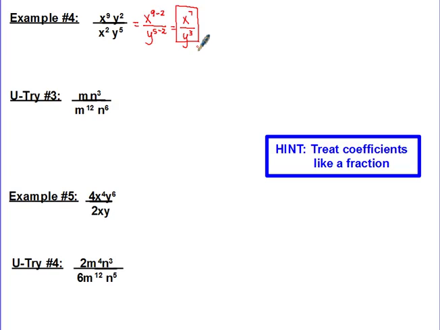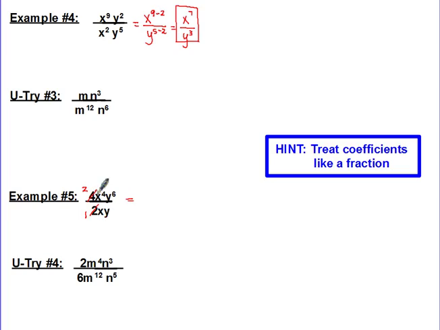So, dividing fractions with the same bases. One more example is if we throw in a problem like example number 5, take a look. The 2 and the 4 and the 2 are just like any regular fraction. You're going to treat it like any regular fraction, and you're going to reduce. I can reduce by 2. I can reduce by 2 again on the bottom and get 2 over 1.